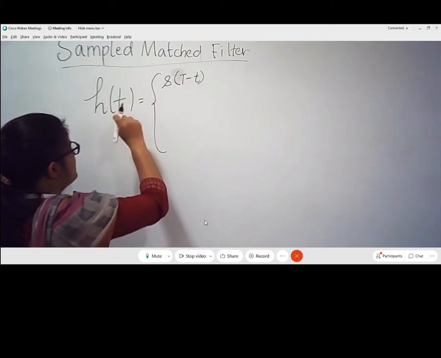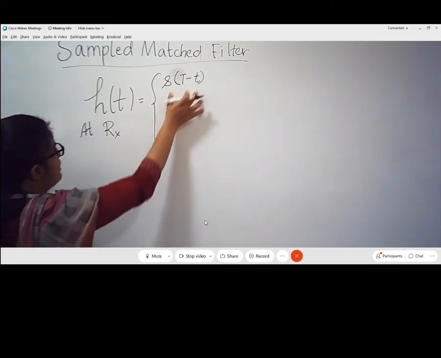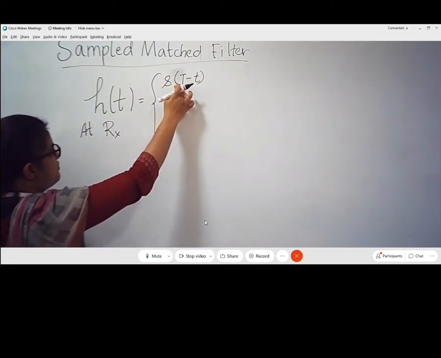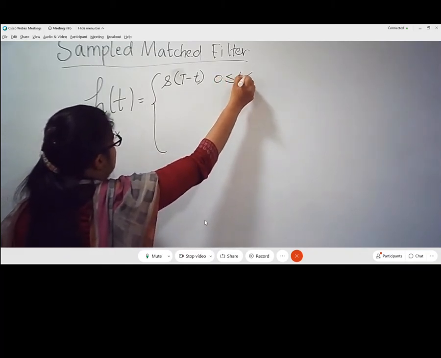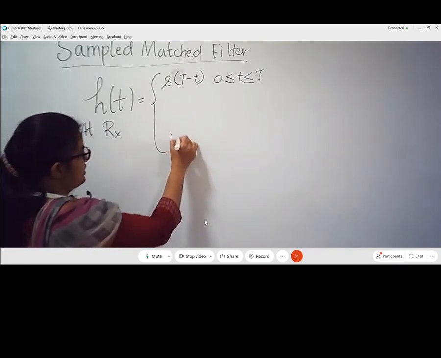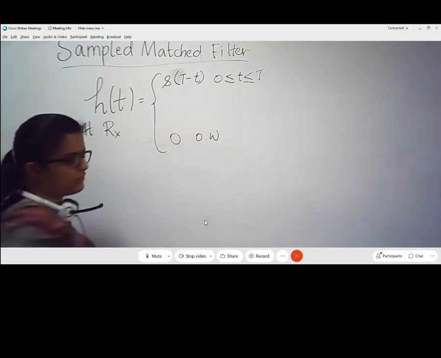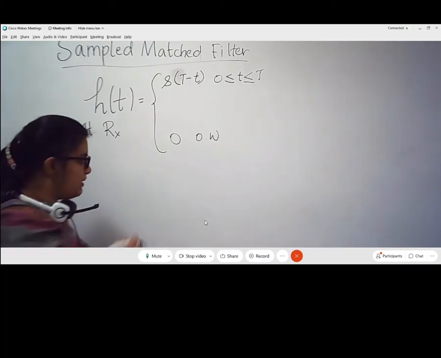So the matched filter will be present at the receiver. This will take the form S of capital T minus t, over a symbol duration, 0 less than or equal to t less than or equal to 1 symbol duration, and 0 otherwise. This is the matched filter representation.